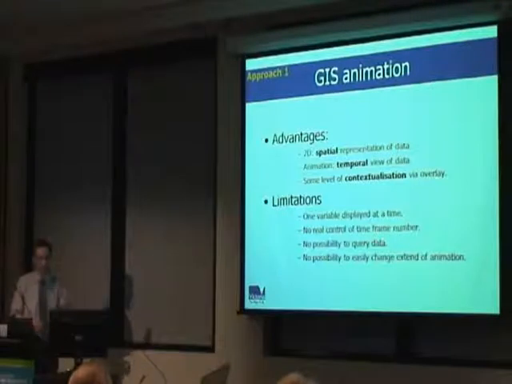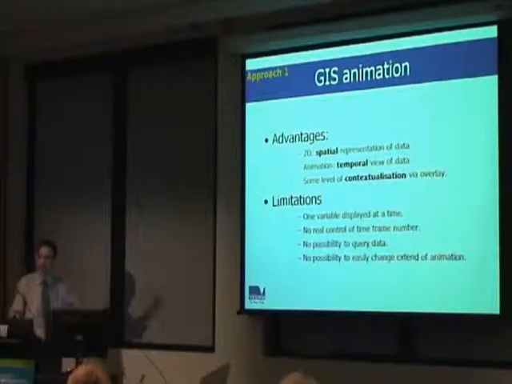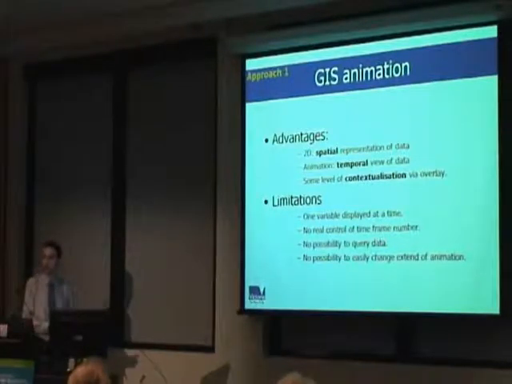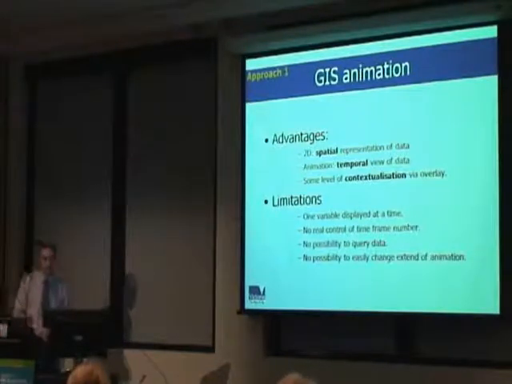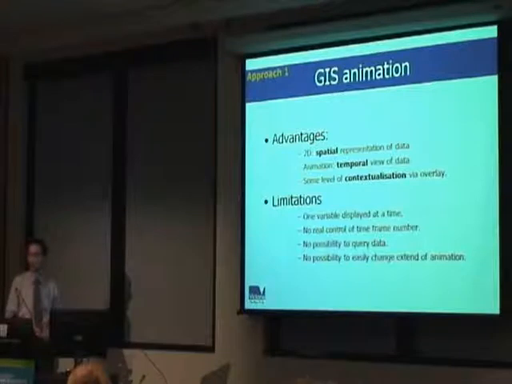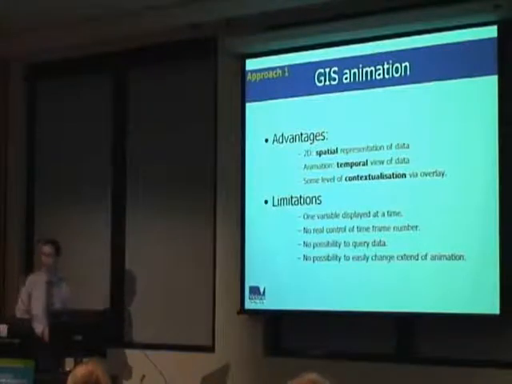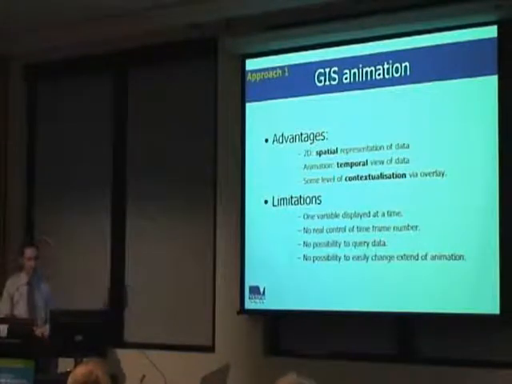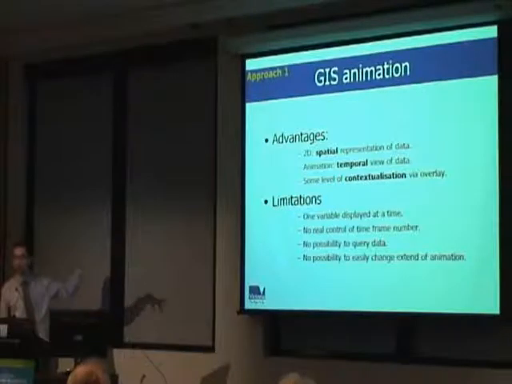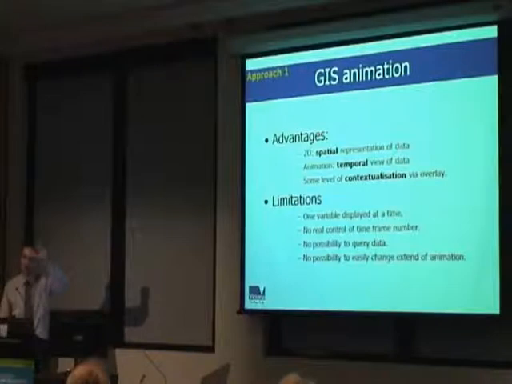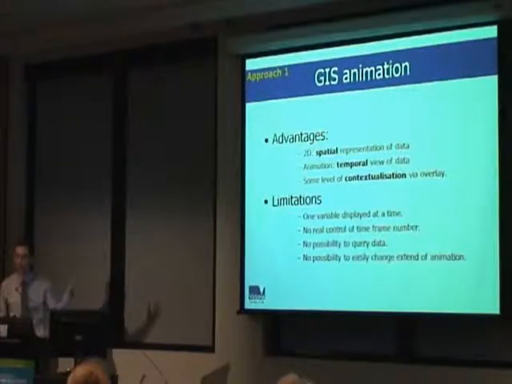Well, the first one is that you have animations, you have a temporal view there, so spatial and temporal animation. You can have some level of contextualization, as I did, if you overlay aerial imagery or GIS data if you have them. But you have limitations. You can usually display only one variable at a time, because if you have multiple variables there, it's going to be very messy. You don't really have any control on the frame number, so I can stop the animation, but I cannot know exactly, oh, this is this time step, and this is what's happening for this specific time step. There's no real possibility to query data, it's just a moving animation.